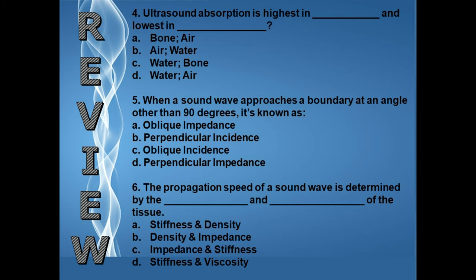Question five. When a sound wave approaches a boundary at an angle other than 90 degrees, it's known as A, oblique impedance, B, perpendicular incidence, C, oblique incidence, or D, perpendicular impedance. And the answer is C, oblique incidence. Question six. The propagation speed of a sound wave is determined by the blank and the blank of the tissue. A, stiffness and density, B, density and impedance, C, impedance and stiffness, or D, stiffness and viscosity. And the answer is A, stiffness and density.